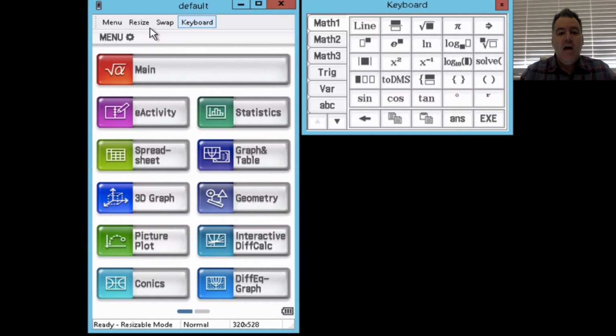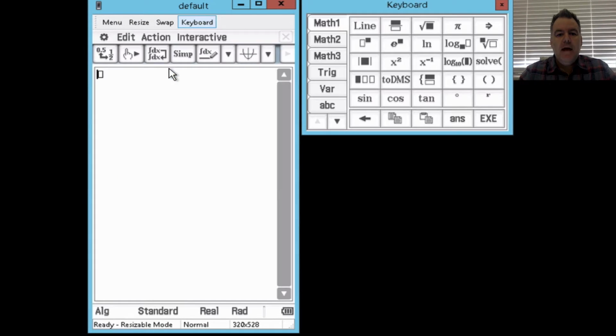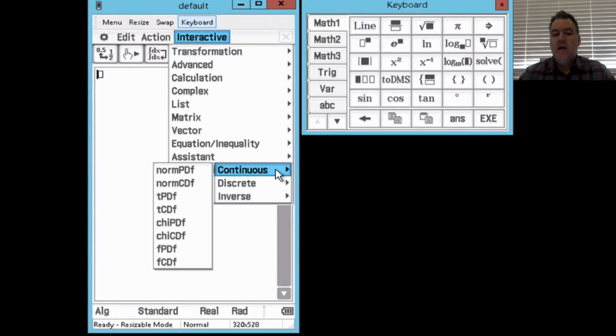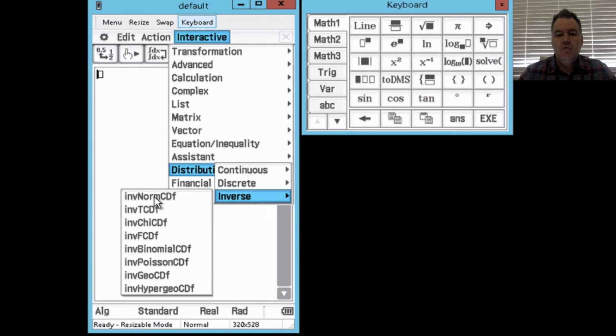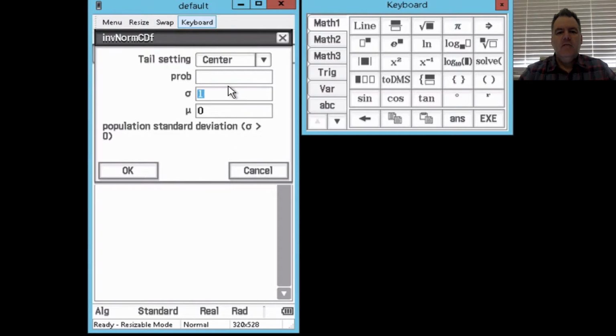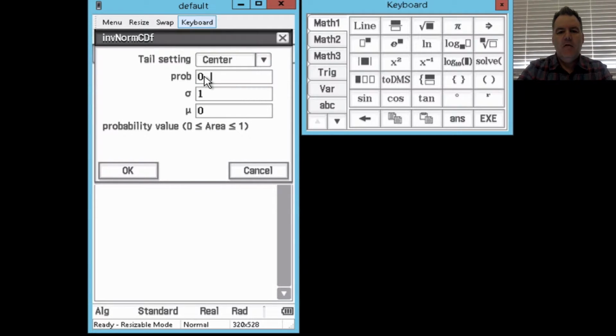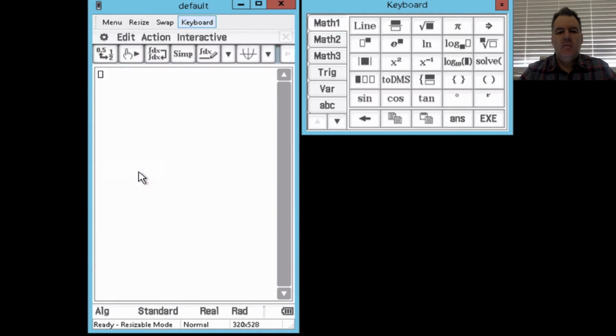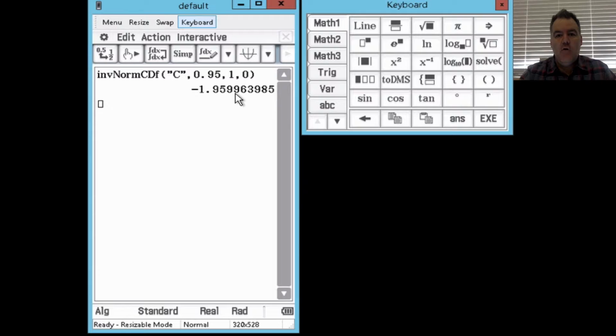If we go to a calculator now, and I'm going to go to main, this is going to be an inverse normal problem because I've got the probability and I want to find the z-value. So it's going to be inverse normal CDF. Center is the setting. The probability is going to be 0.95 in the middle. Leave it standard deviation of 1 and a mean of 0. And we're going to go OK. So it gives us the lower value of negative 1.96. Okay, so that is the low value. So obviously the top value is 1.96.